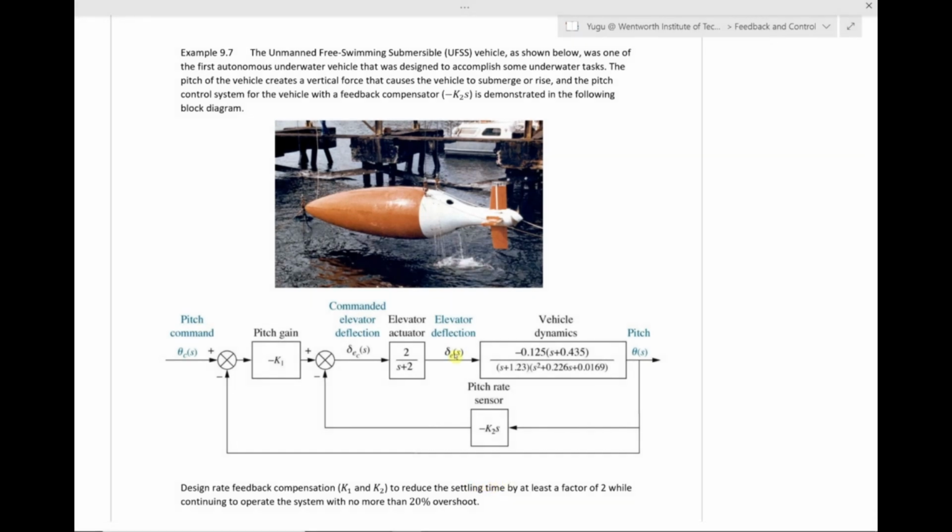So what we need to do is to find the values for K1 and K2 that will produce the desired time response. The packet provides very detailed design steps. What I'm going to do here is just to walk you through the process to give you this bigger picture of what it takes to get to the design solution.